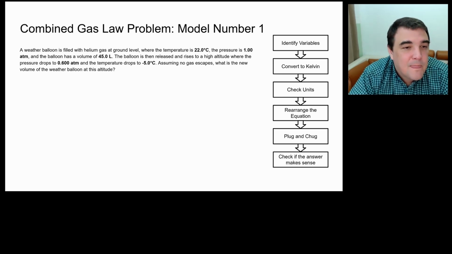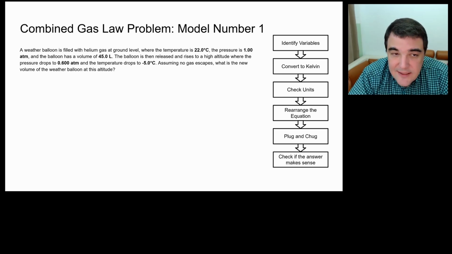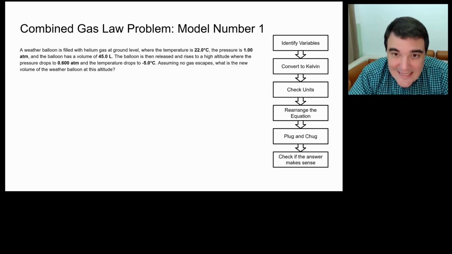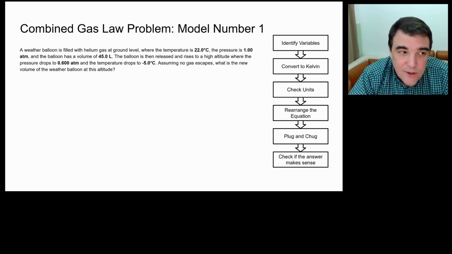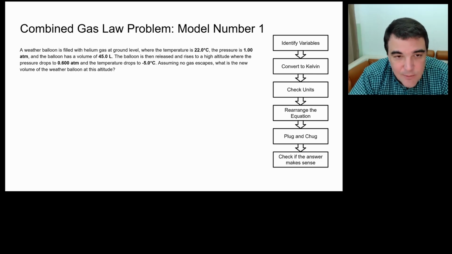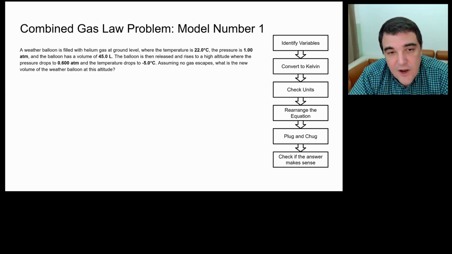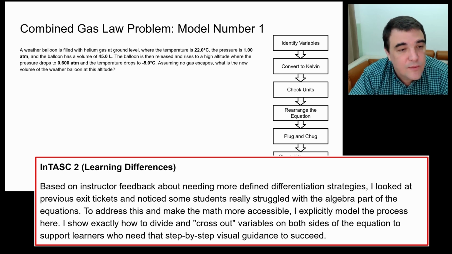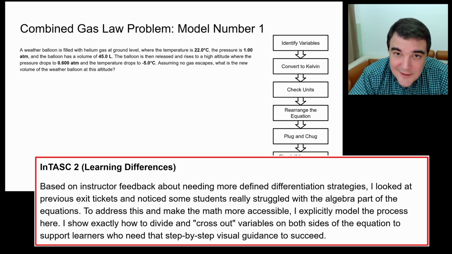A weather balloon is filled with helium gas at ground level where the temperature is 22 degrees Celsius, the pressure is 1.00 atmospheres, and the balloon has a volume of 45.0 liters. The balloon is then released and rises to a high altitude where the pressure drops to 0.600 atmospheres and the temperature drops to minus 5.0 degrees Celsius. Assuming no gas escapes, what is the new volume of the weather balloon at this altitude? Let's take a look. Let's find out.